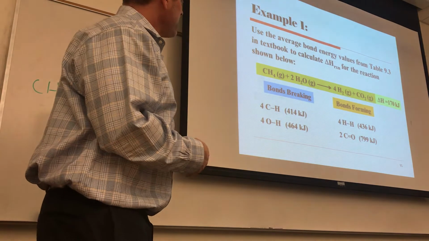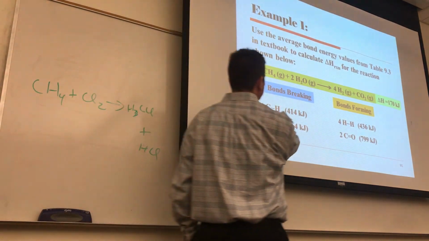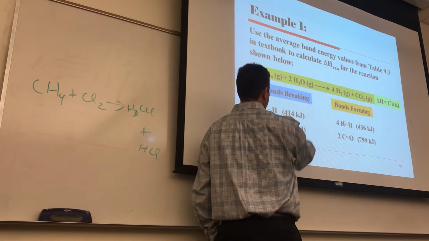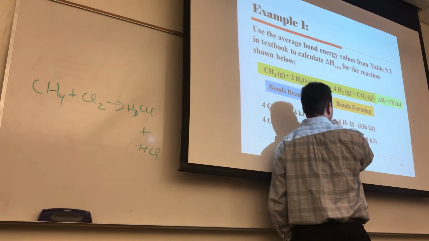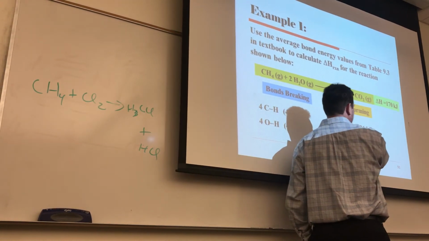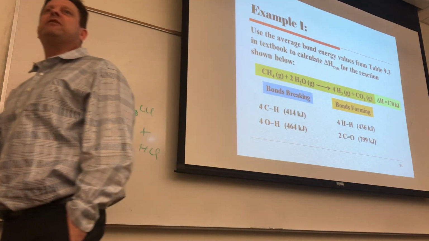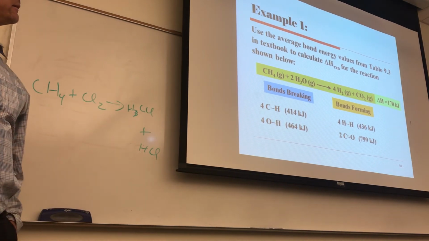170. Okay, so what is this? Bigger than that. So what's 4 times this? Plus 4 times this? And then I'll just say it, make it easier, minus 4 times this, minus 2 times that. Whatever you get, that will tell you what your delta H is, and then if your delta H is negative, it's exothermic. If it's positive, it's endothermic.